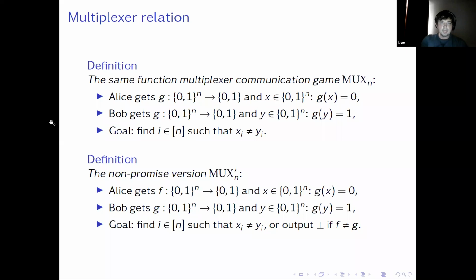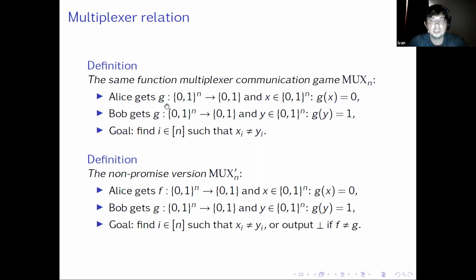In this initial definition, it's rather weird. Alice is given some function and an input, and if you apply the function to this input, the result is 0, and Bob is given the same function and an input, and if you apply the function to the input, the output is 1, and they need to find a bit of difference. And there is a folklore wrong proof that if you can prove a lower bound for a multiplexer, then it will prove that there exists a hard function. And the proof goes as follows.